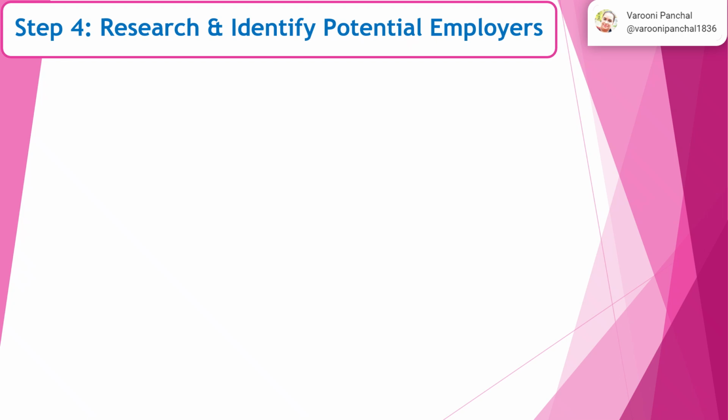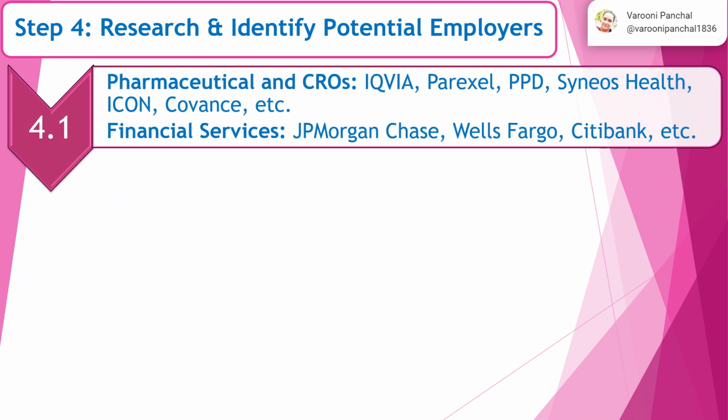Step 4, research and identify potential employers. Pharmaceutical companies and CROs like IQVIA, Parexel, PPD, Syneos, ICON, Covance, etc. Then financial services like JP Morgan, Wells Fargo, Citibank, etc. All these companies and employers do give jobs for SAS programmers and clinical research programmers. So you can approach them.